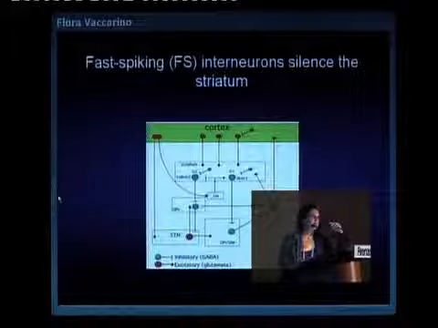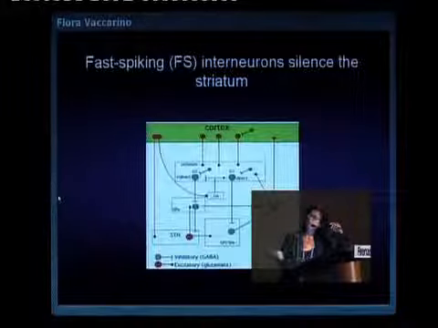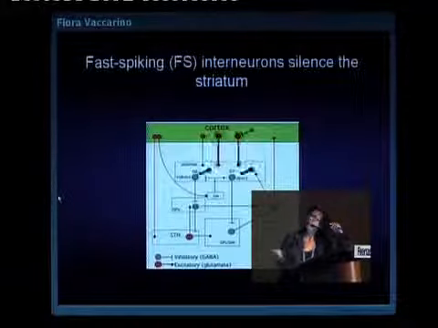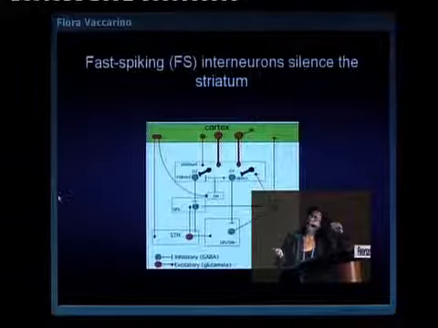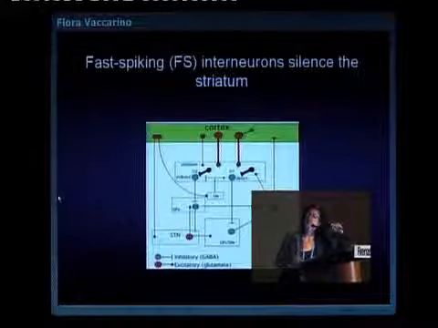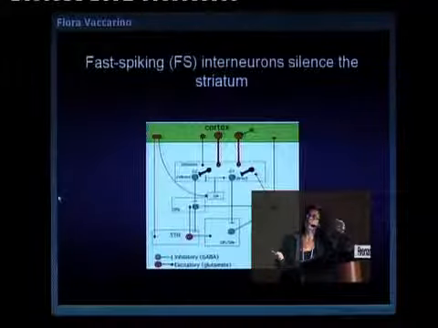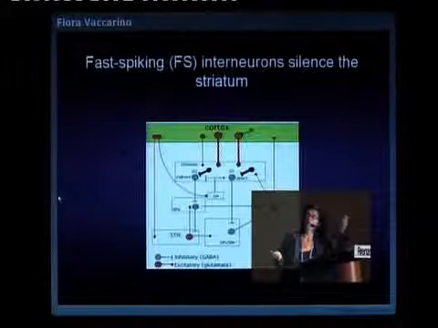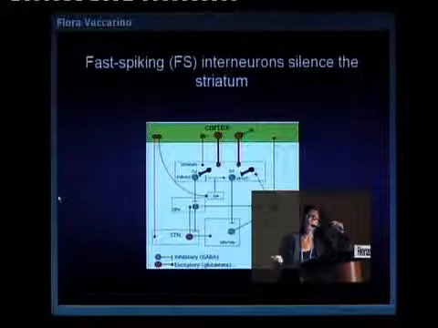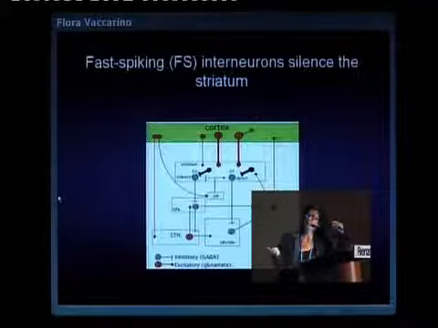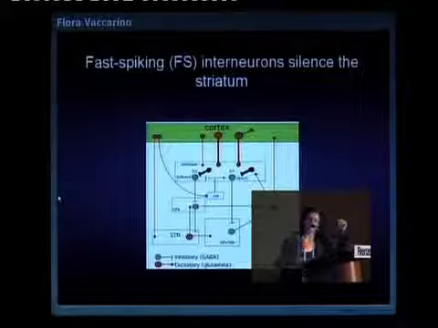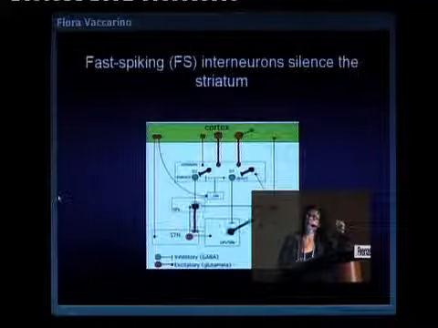Okay, what do the inhibitory interneurons do? Well, they're sitting up here. They receive from the cortex and will silence the striatum. So they tend to put a brake on the system, and it's thought that they affect both pathways, particularly the direct, and so it will tend to decrease movement initiation.